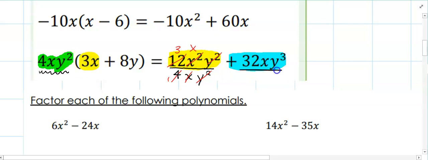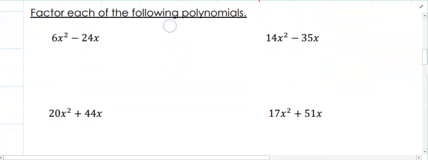In the y term, if I divide by 4xy squared, remember that's my greatest common factor, and I reduce, 32 and 4 reduce to just 8. The x's cancel, and all but one y on top cancel out. So I'm left with 8y for my second term.